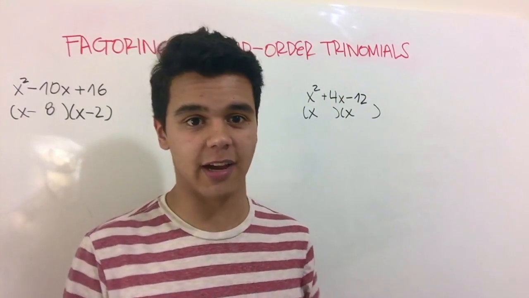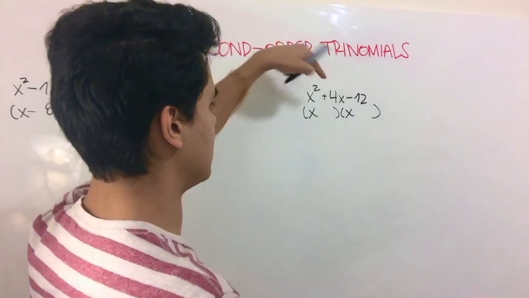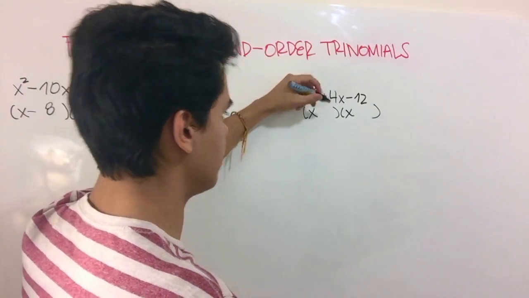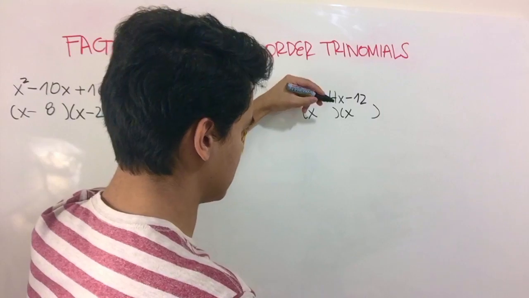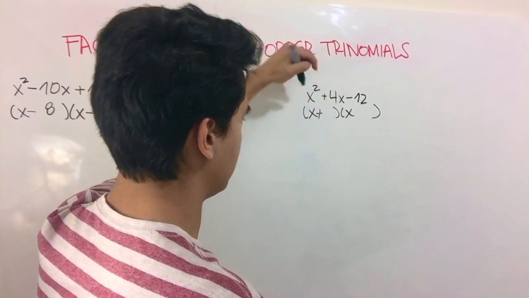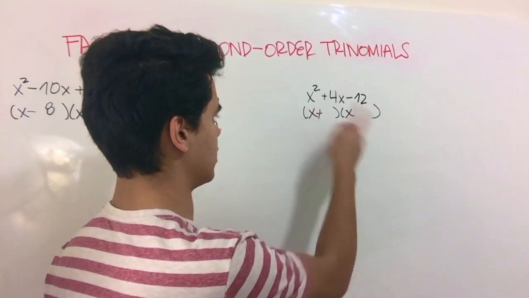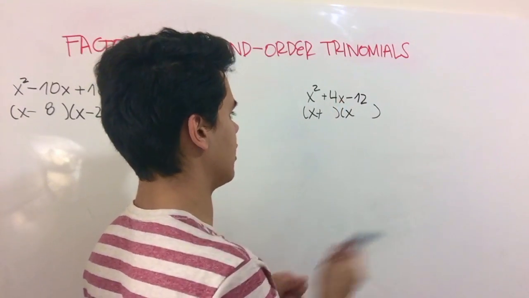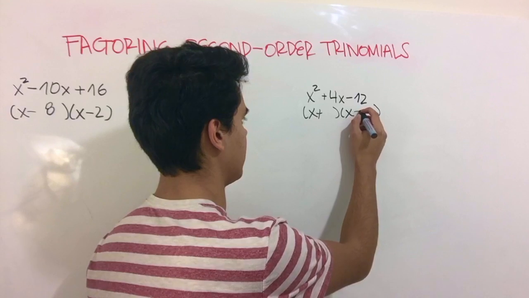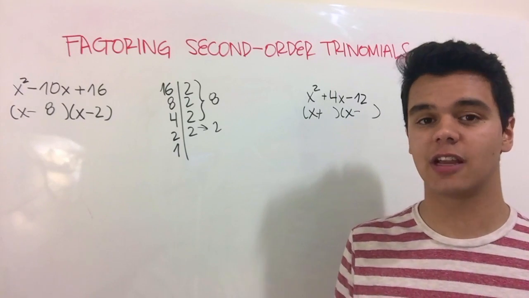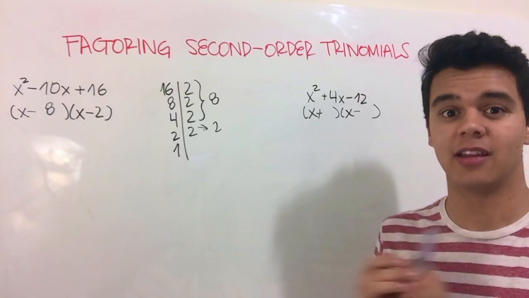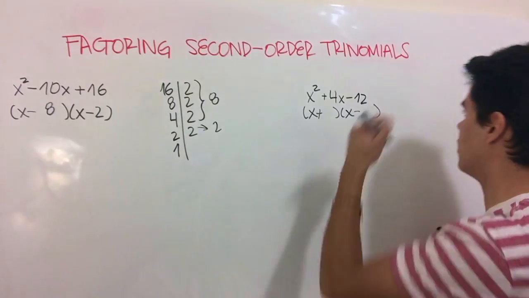Now let's deal with the signs. So we know that this sign is going to be the exact same sign that we have in our second term. So that's a positive. And the second sign is going to be the product of our two signs. So positive times a negative is negative. Finally, to find the numbers, we just have to decompose our independent term in prime factors.